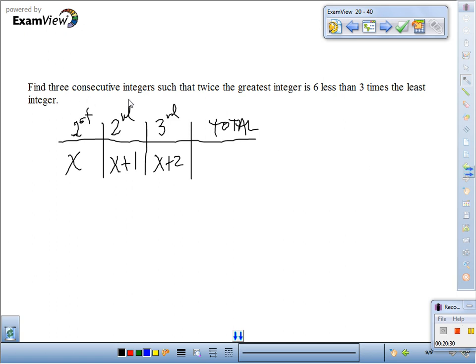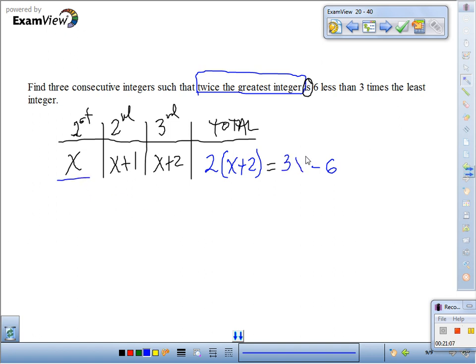It says, such that twice the greatest integer. Box that. Which is my greatest integer here? The third number. So what is twice this? We write 2 times x plus 2. All right. What else does it say? Is. What does is stand for? Equals. And then it says 6 less. Okay, so we're going to write 6 less 3 times the least integer. Which is the least integer? The first one. So what is 3 times that? 3x. Can you solve that now? Yes, let's solve it together.